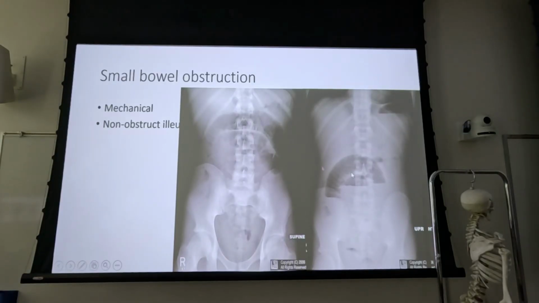So small bowel obstructions and things that you're going to be looking for, especially on upright. If the patient's supine, you're just going to have air. If the patient's upright, you should have air fluid levels. So remember the things that cause obstructions. They may be mechanical, or they may be what we call a non-obstructive ileus. And a non-obstructive ileus occurs post-op. If you've ever had surgery, anybody?